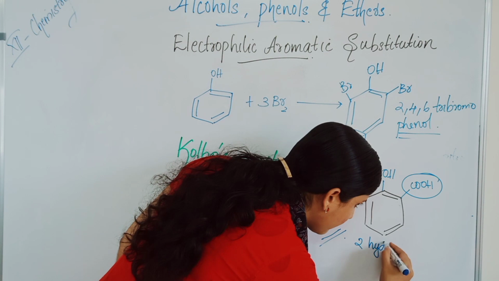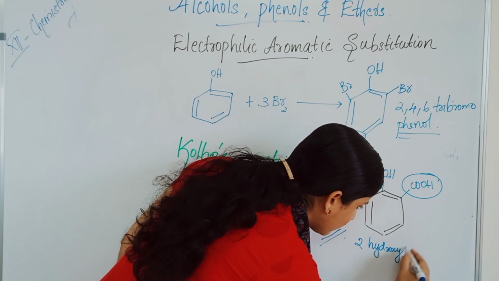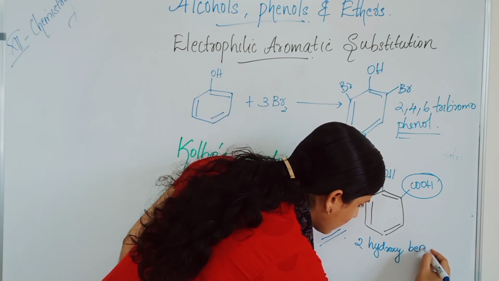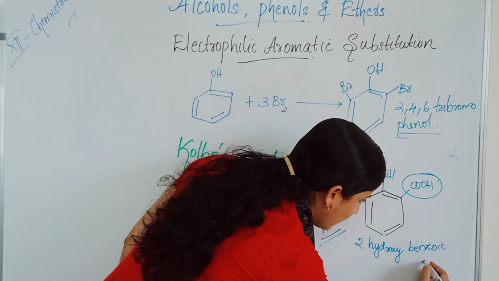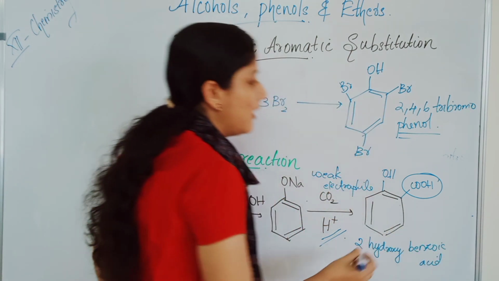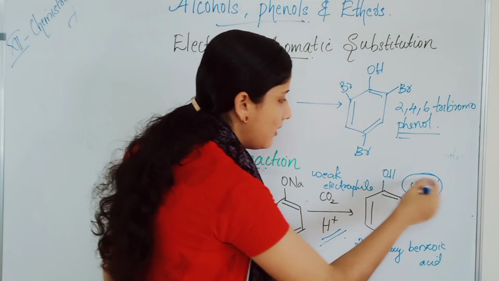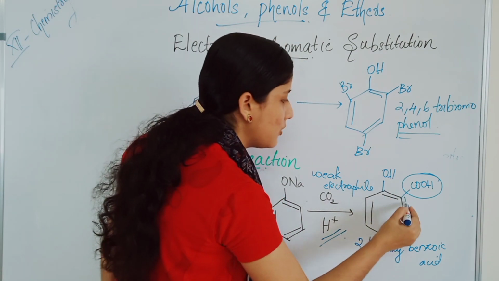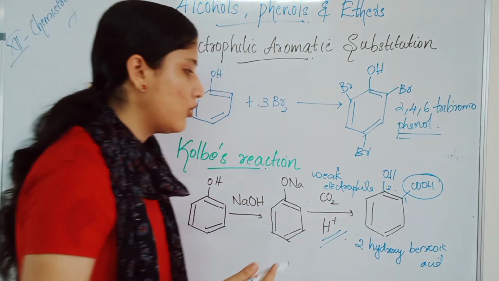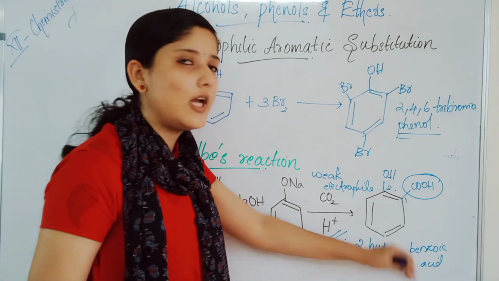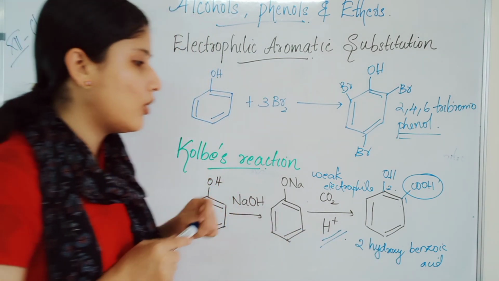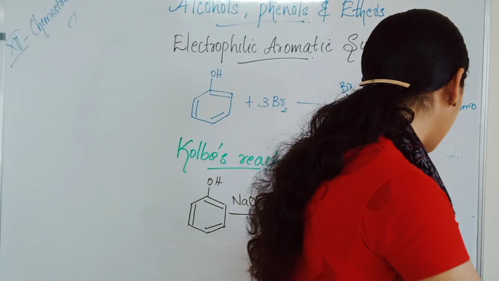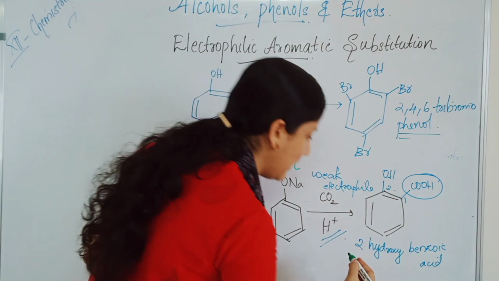2-hydroxybenzoic acid. 2-hydroxybenzoic acid will be this, okay. The parent will be benzoic acid, and at the second position you will have the hydroxy group. So the product is 2-hydroxybenzoic acid, or the common name is salicylic acid, okay. The common name is salicylic acid.